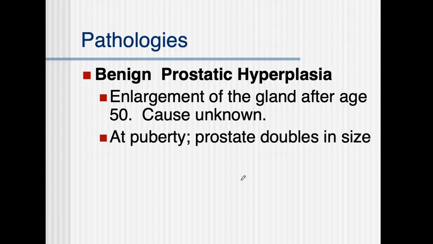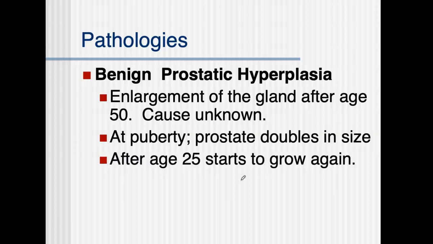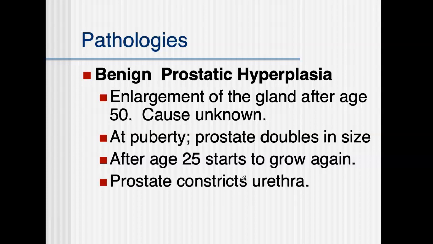We know that at puberty, the prostate actually doubles in size. It's going to provide semen, correct? It's going to be manufacturing semen in the male. And so at puberty, this gland is going to grow. After age 25, it starts to grow again. And that prostate could potentially constrict the urethra.